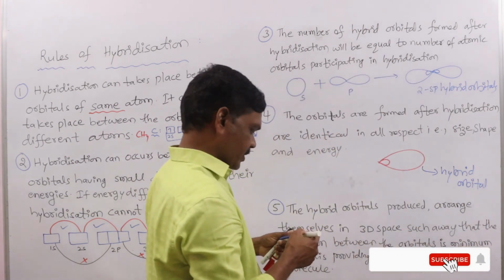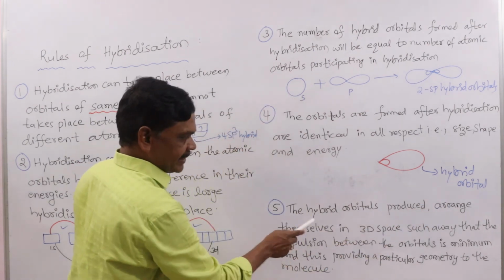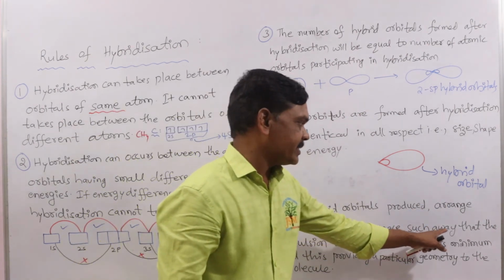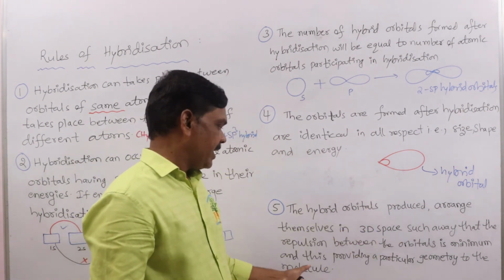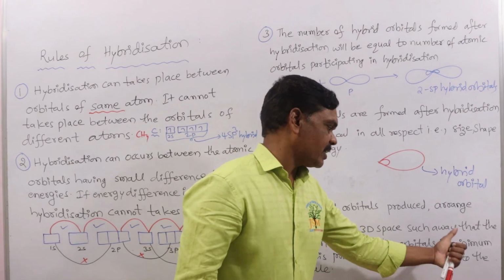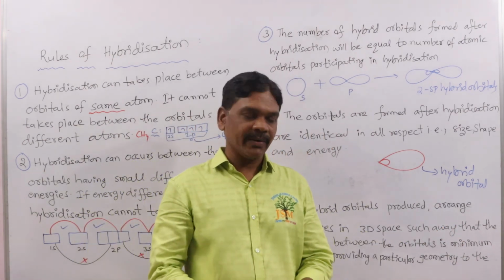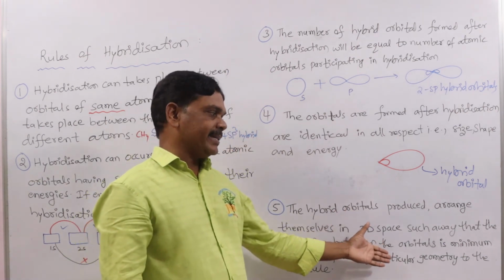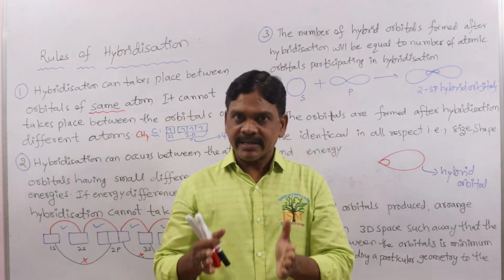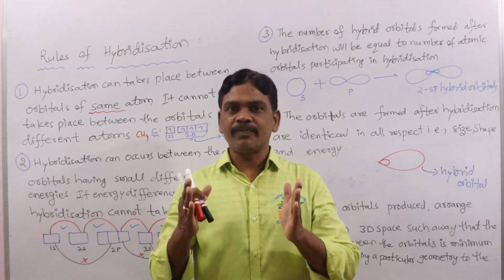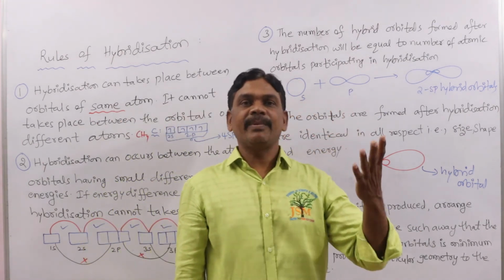Next point. The hybrid orbitals produced arrange themselves in 3D space in such a way that the repulsion between the orbitals is minimum, and this provides the particular geometry of the molecule. The definition itself gives this. All these repulsions in a molecule should be minimized, then only it will be stable. These are the rules of hybridization.